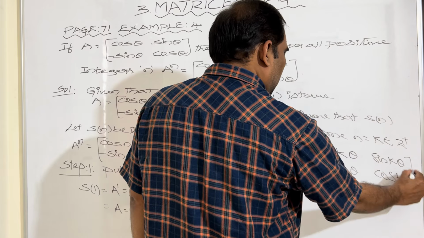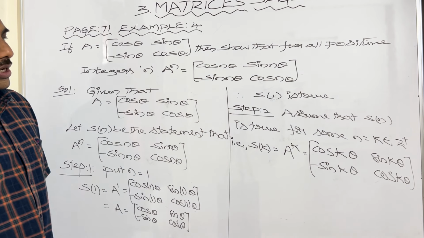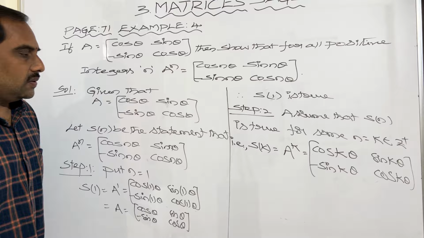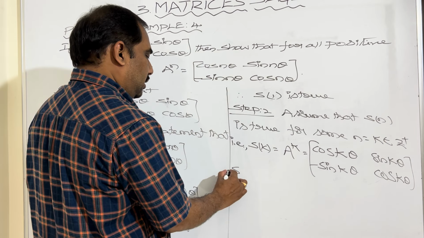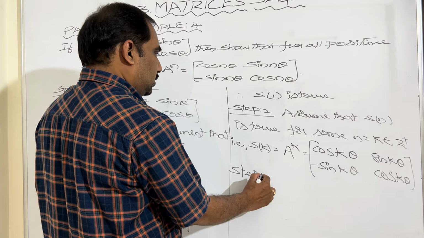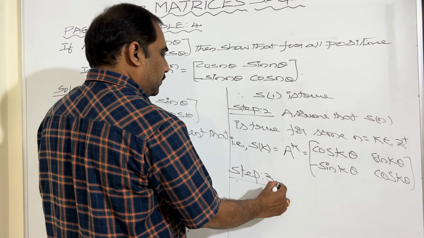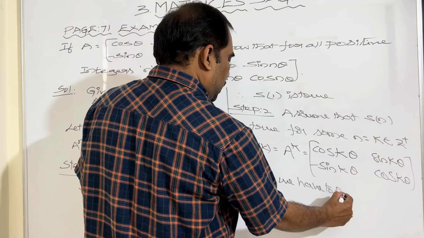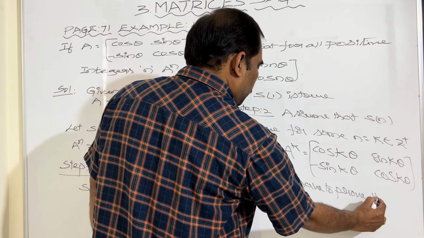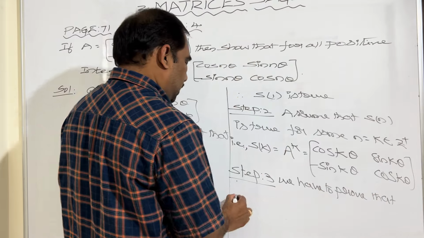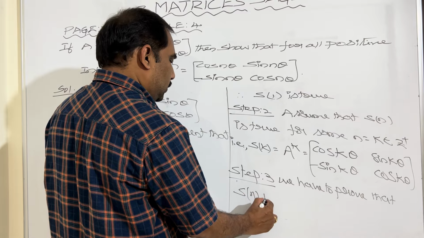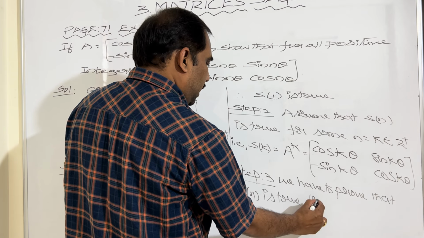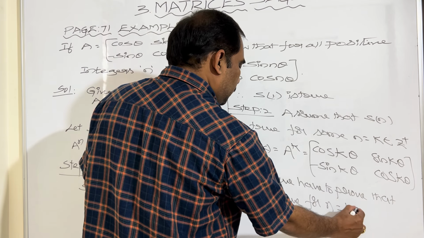Now actually we assumed that the statement is true for n is equal to k also. Then finally in step 3, what do we have to prove? We have to prove that the statement S of n is also true for n is equal to k plus 1.